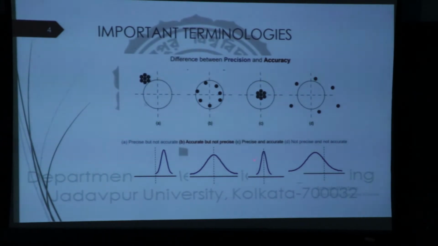Here in C, not only are the measured mean and the true mean coinciding, but also the spread is very small. So, that is the indication of both precision and accuracy. And this last one is neither precise nor accurate, which means the measured mean and true mean are different, and it also has a large spread. So, by this figure you can understand the difference between precision and accuracy.